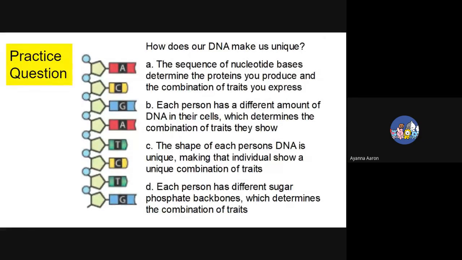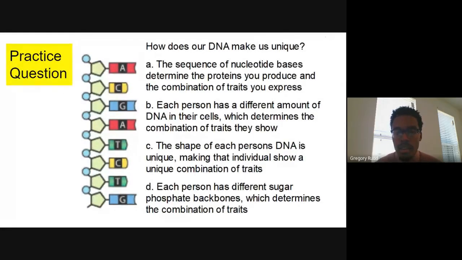I thought it could either be A or C. Okay, good. So let's look at the difference between these two. So Ayana says A or C. A says that the sequence of nucleotide bases determines the proteins you produce and the combination of traits you express. C says that the shape of each person's DNA is unique, making that individual show a unique combination of traits.